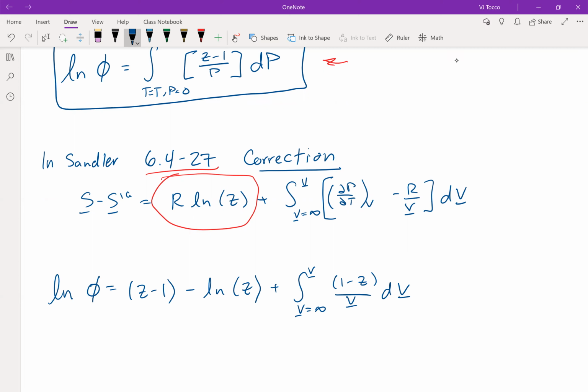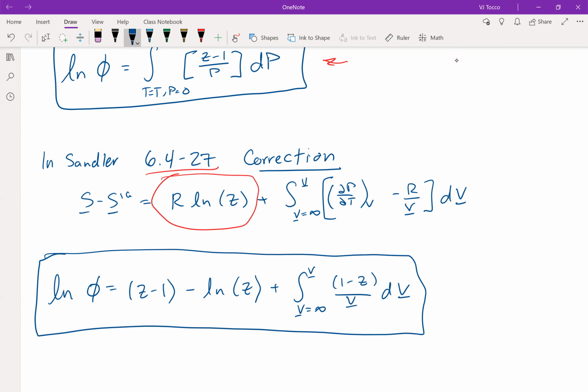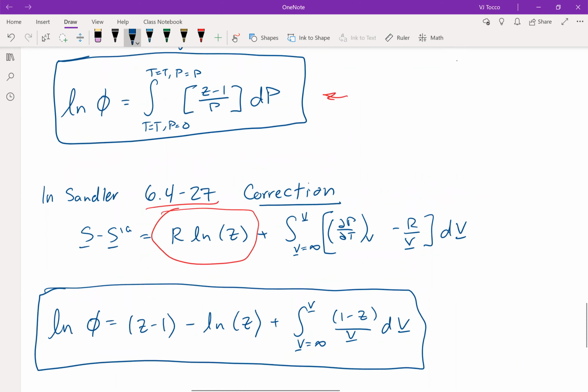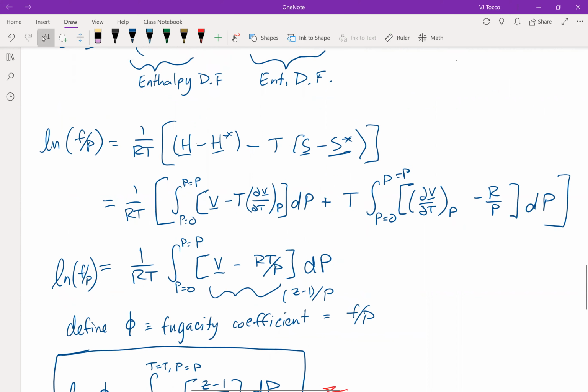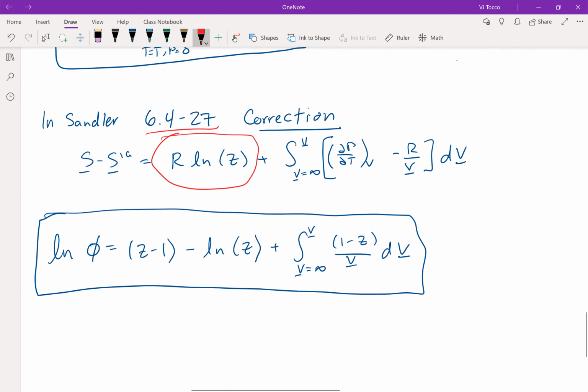So I skipped the derivation of this one, just like I skipped the derivation the other time. I want you to have a knowledge of where this comes from, so carry out an analogous analysis, but when you do this step, this H minus H star, instead of plugging in the departure function with respect to dp, again, plug in the departure function with respect to dv, and it should get you to this point.